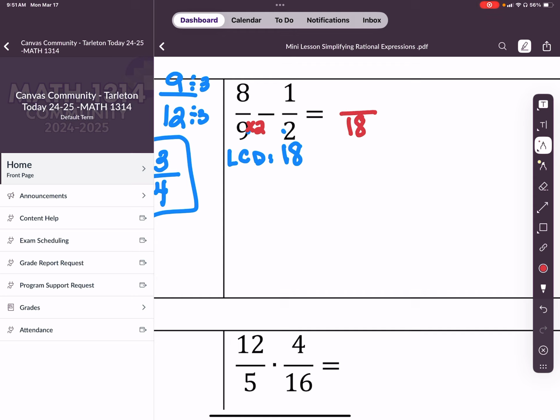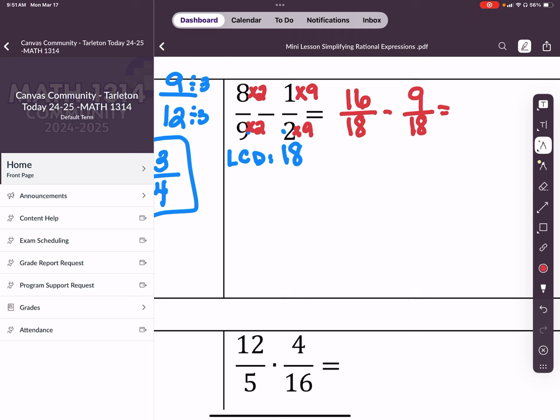And again, what I do to the bottom, I have to do to the top. So 8 times 2 gives me 16. Okay, so then I move over here to my 2. I needed the 18 to be on the bottom. So in order to get an 18, I would multiply by 9. So then 1 times 9 gives me 9.